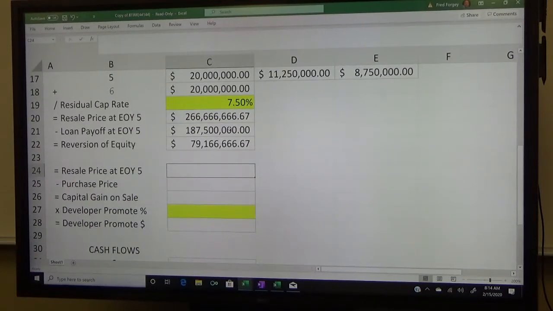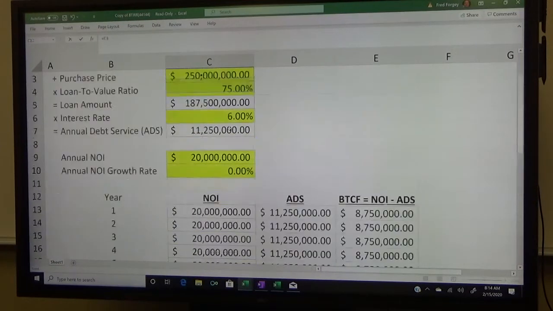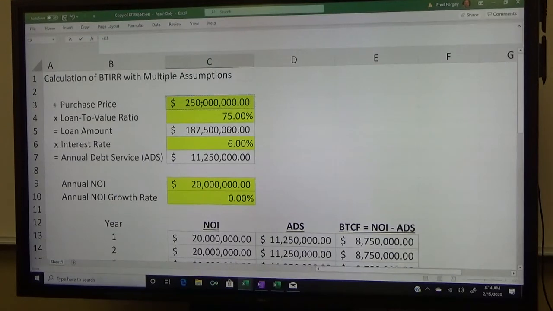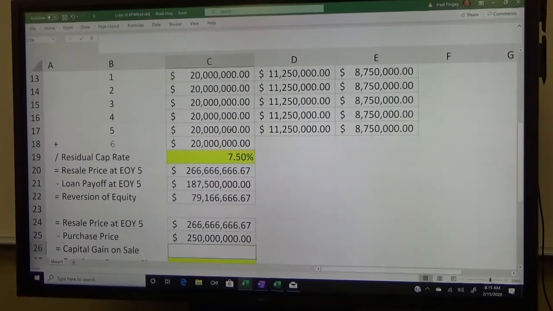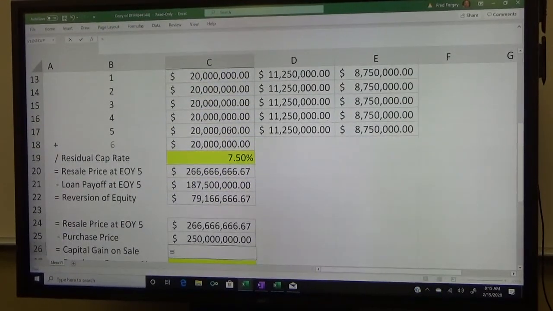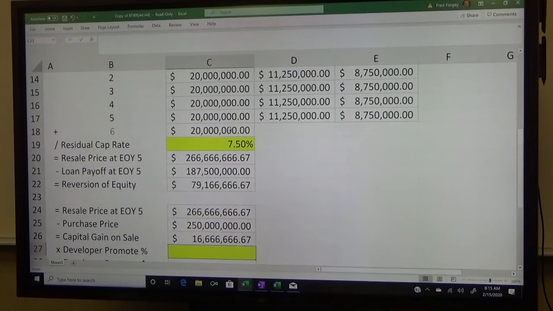Then we move on and do another quick little subroutine. Here we've got the resale price at end of year 5 that we've simply pulled down from above. Then we subtract out the purchase price so we can get a capital gain. So we go back up. To calculate the capital gain, subtract one from the other, and we end up with a $16 million capital gain.